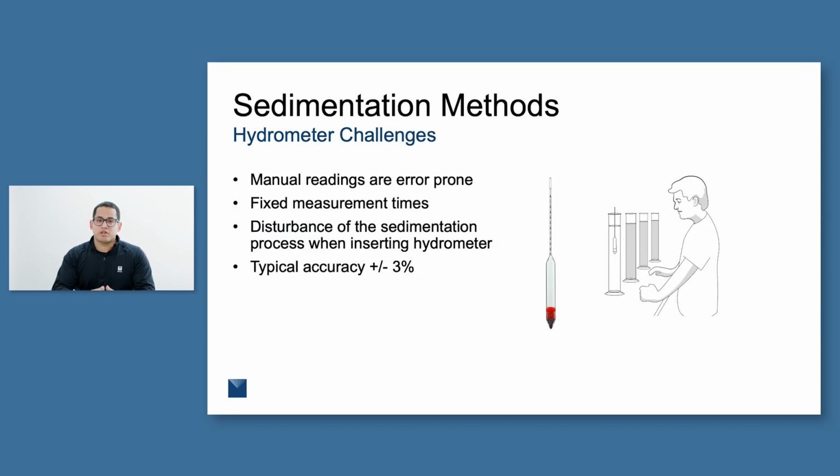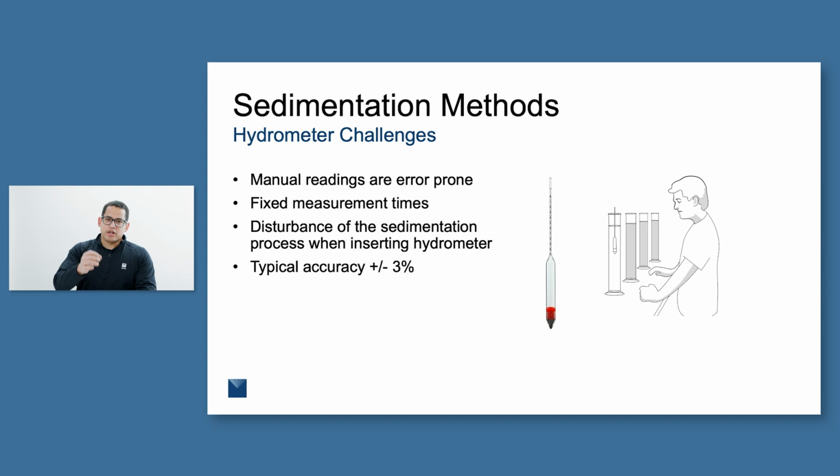Some of the challenges with the hydrometer method, well, one, as you can imagine, these are manual readings, right? So manual readings are often error prone. One technician can read something different than another technician, and so that can create challenges. They do have fixed measurement times, so that means you have to be there from the start of sedimentation at specific intervals to get an accurate measurement. And you have to be there at those set times to really get an accurate measurement based on that.